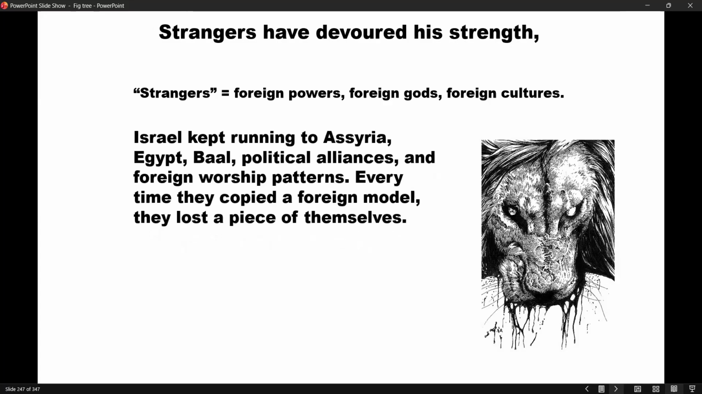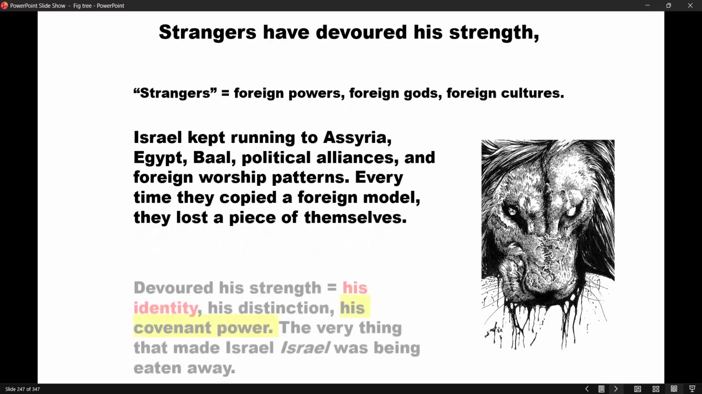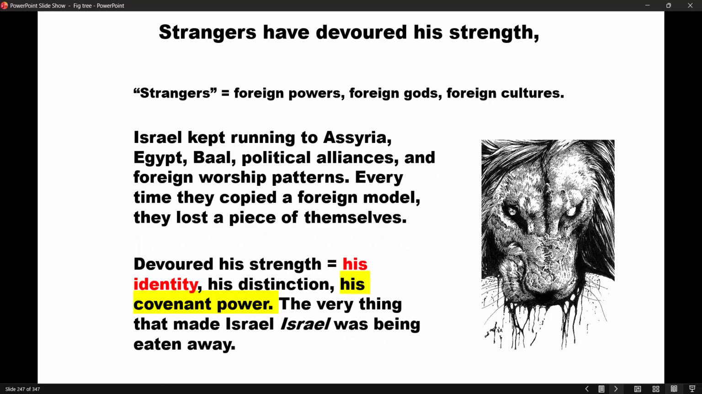Israel kept running to Assyria, Egypt, Baal, political. They were dealing with their Elohim, Baal, political alliances, marriages, and for protection and paying tributes and all this, and foreign worship patterns. Every time they copied a foreign model, they lost a piece of themselves. Devoured his strength equals his identity, his distinction, his covenant power. The very thing that made Israel Israel was being eaten away.